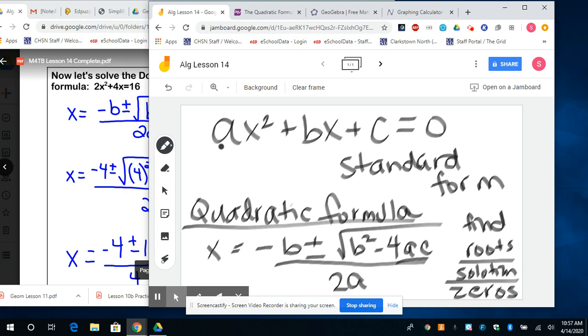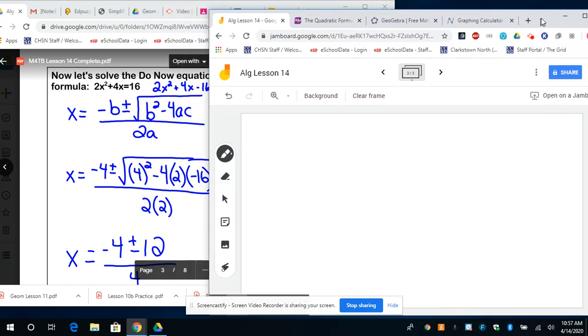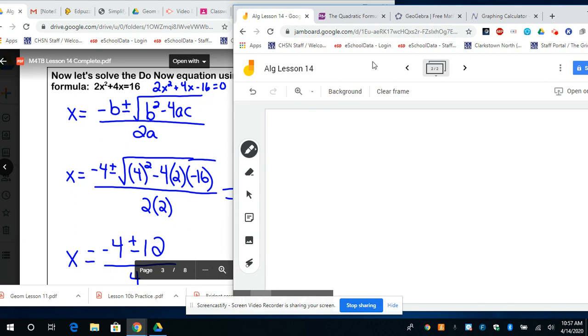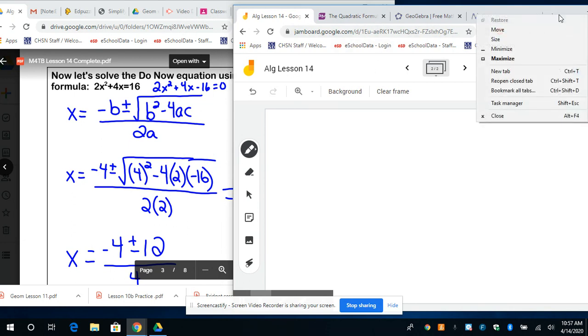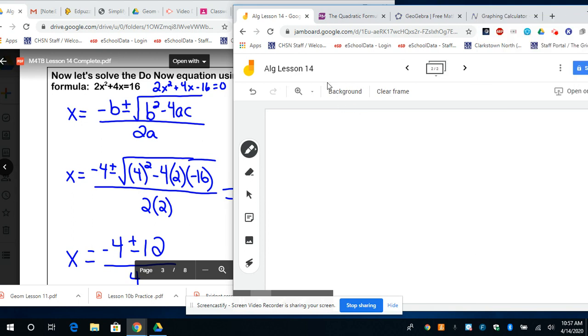And you guys should know the letters, right? This is a, b, and c. That's why we need it in the standard form in order for us to know exactly what those a, b, and c values are. So let's start first with this problem, which is like the do now problem. We're going to do the quadratic formula way. So I'm going to write my problem, 2x squared plus 4x equals 16. Okay.